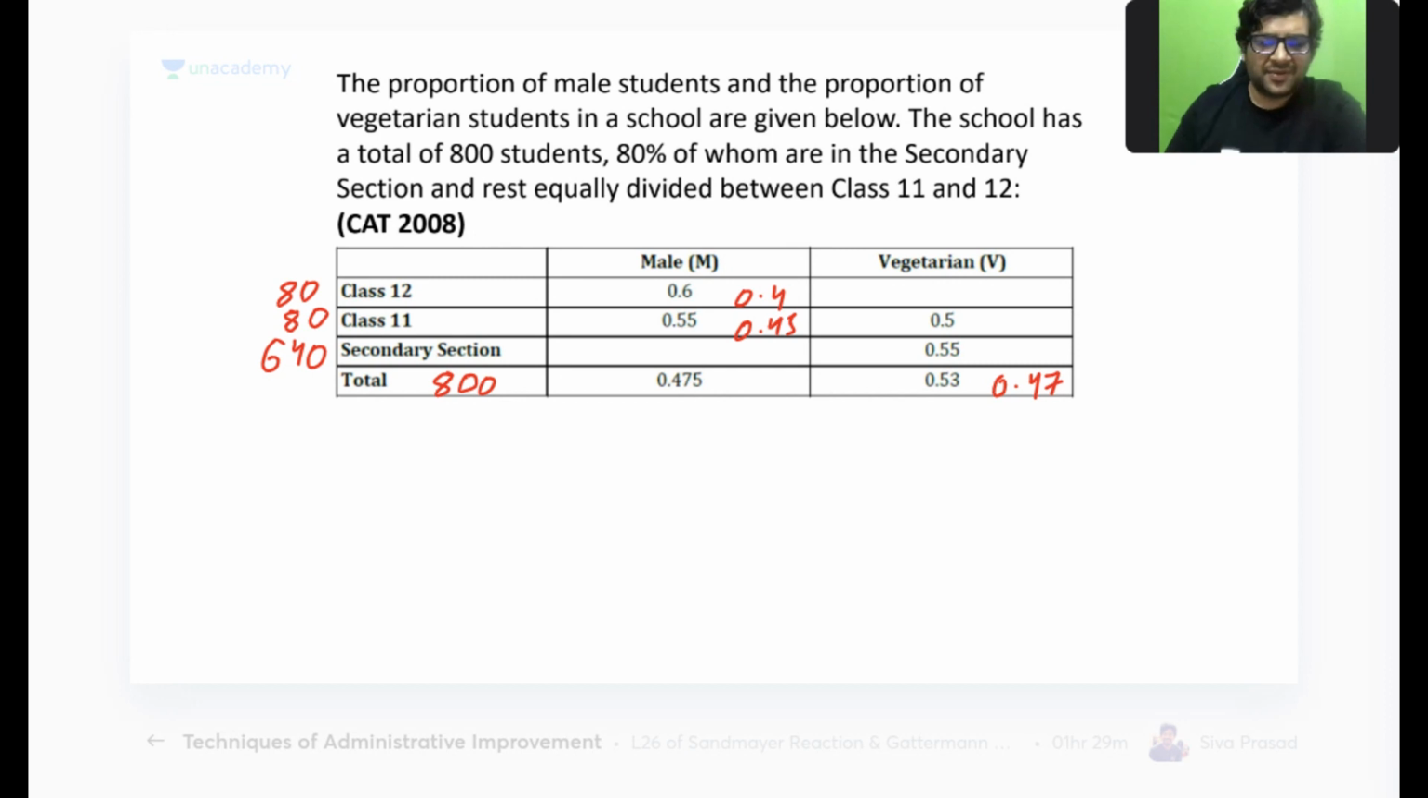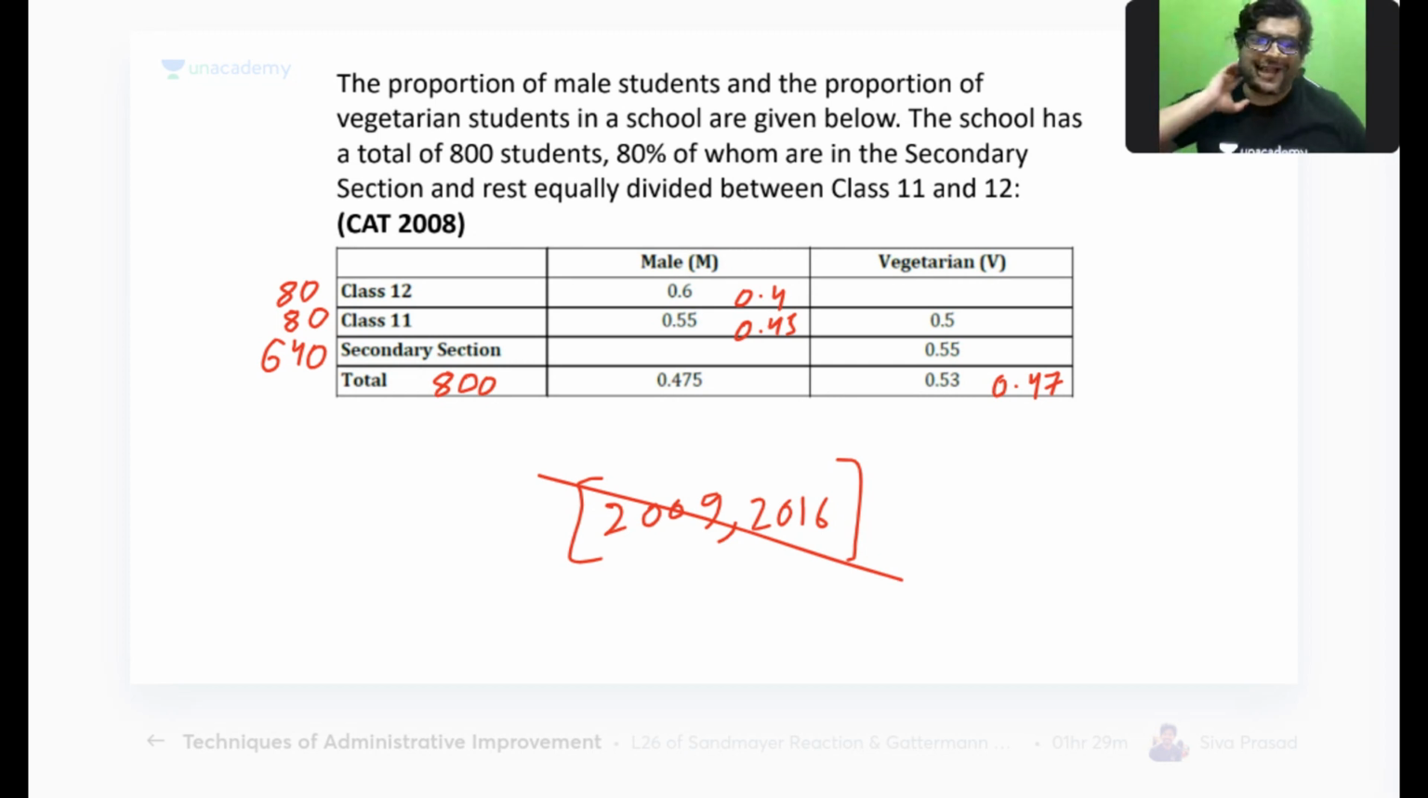That's it. Let me draw the table again. From Rahul, from 2009 to 2016 are not available. 2008 is available. 2017 is also available. And what difference does that make if I am A made the paper or I am B made the paper?